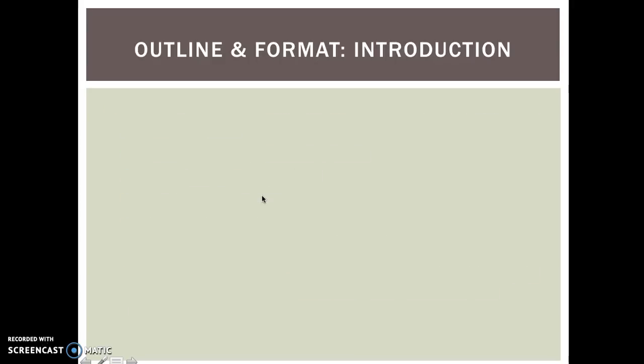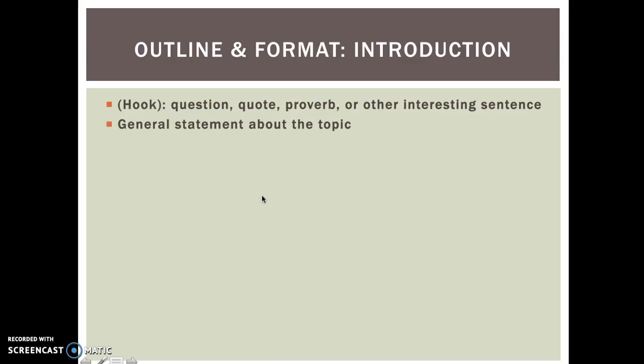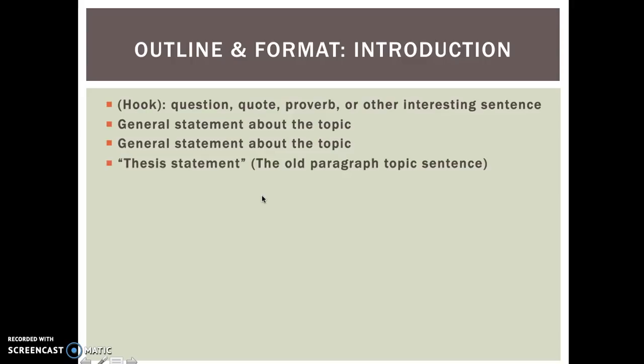Okay, for the introduction, we talked about a hook is your first sentence. It can be a question, quote, proverb, something else to make the person interested. This week on your exam, you do not need to write a hook. It's not necessary. Then you can write 1 general statement about the topic, and then another general statement about the topic. Your last sentence is going to be your thesis statement. For this week, the last sentence of your introduction is like the old paragraph topic sentence. So let's look at this example.